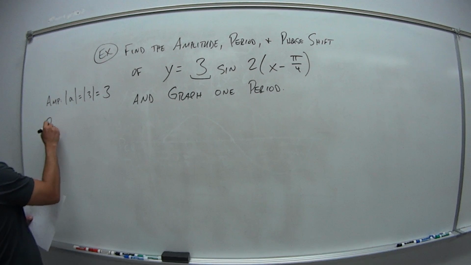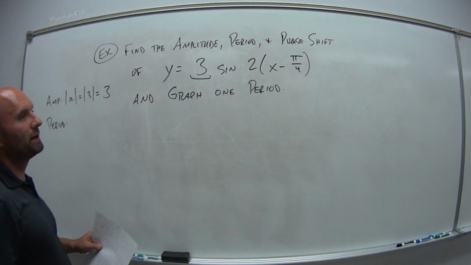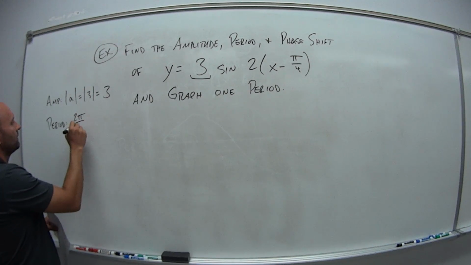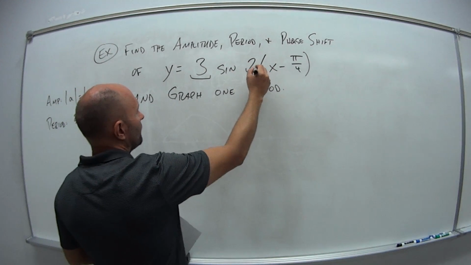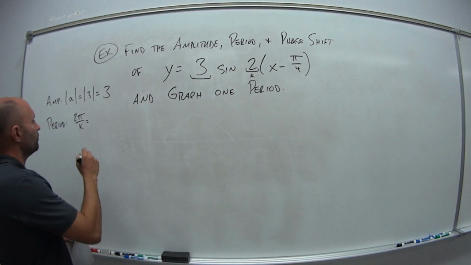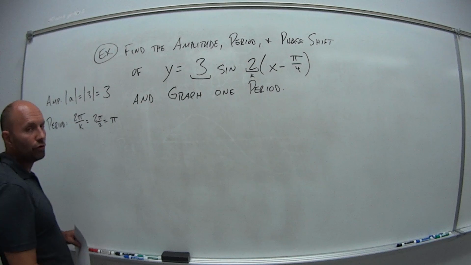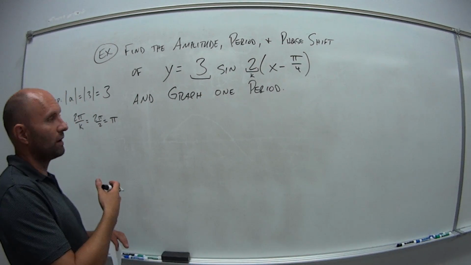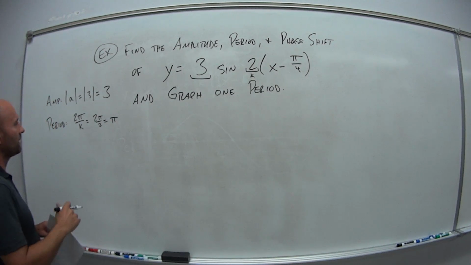Period. So for period, we need 2 pi, because it's sine, over k. So what's our value for k? Well, our value for k is right here. It's 2. So it's 2 pi over 2, which is just pi. So remember from video 2 of this section, when we had pi, it means it shortened up how long it was taking to make a complete cycle.